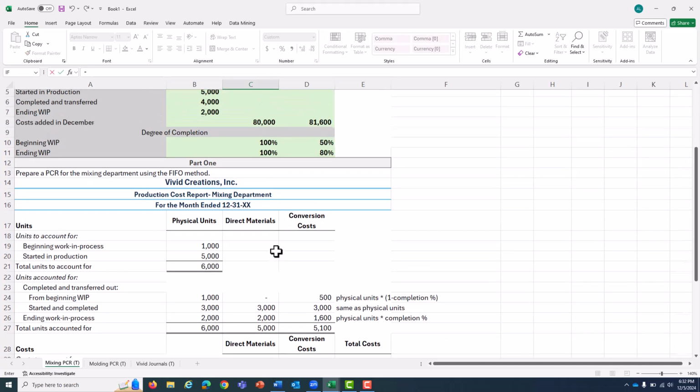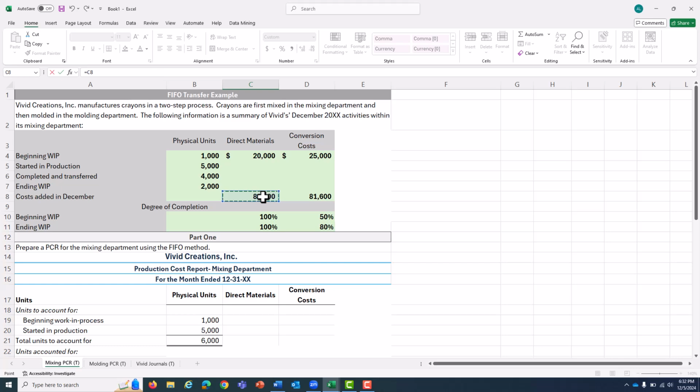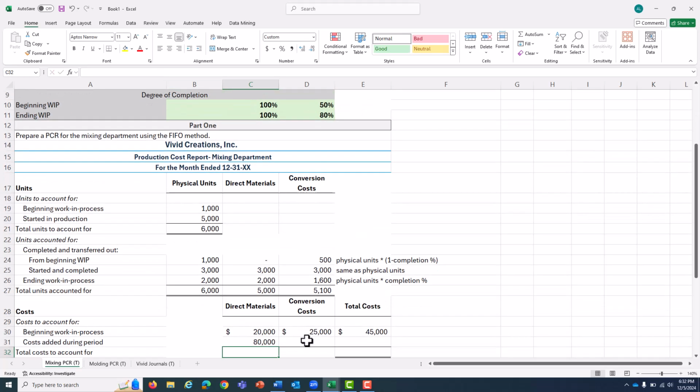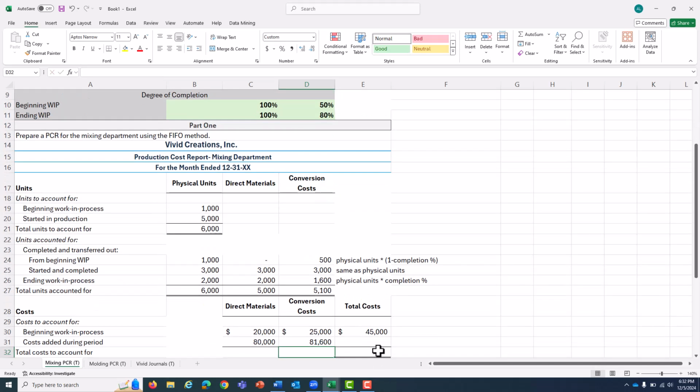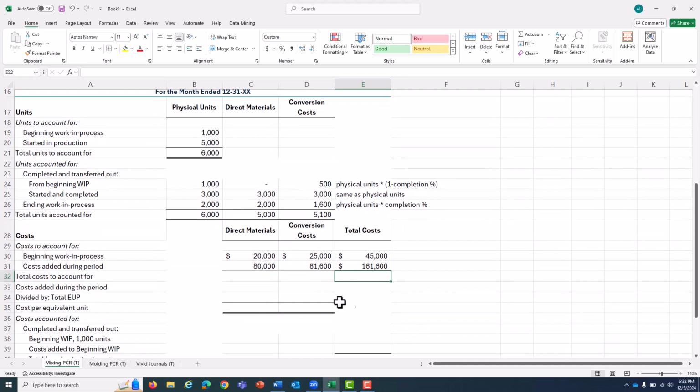Well, information tells us that too. Vivid put in $80,000 worth of materials within this department and $81,600 worth of conversion costs. And all in all, the mixing department of Vivid Creations added $161,600 worth of costs during the period.